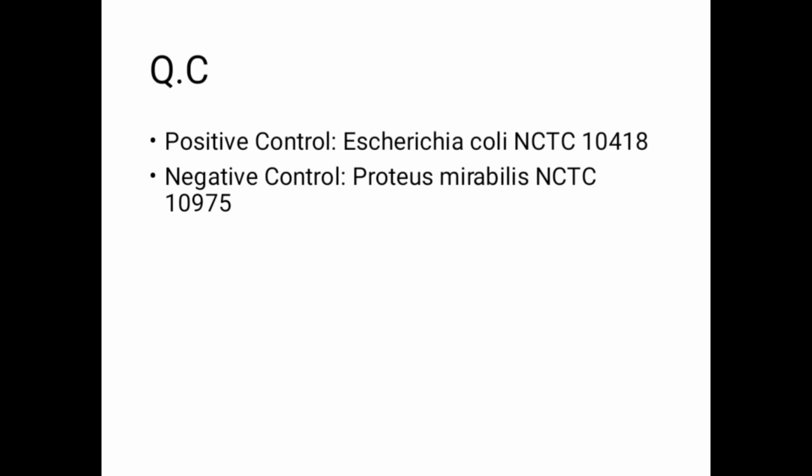Why do we take E. coli as a positive control? Because E. coli itself is an indole positive bacterium. That is why we take this bacterium as a positive control, to validate our result according to result positivity. And why do we take Proteus mirabilis as a negative control? Because it is indole negative. So with this negative control, we validate our result regarding a negative test.